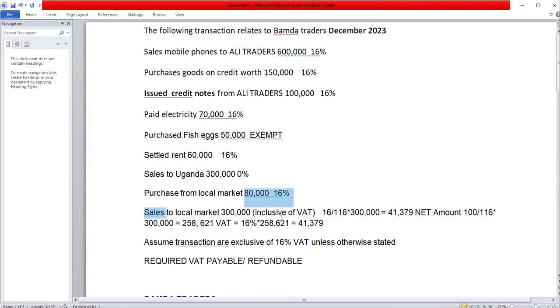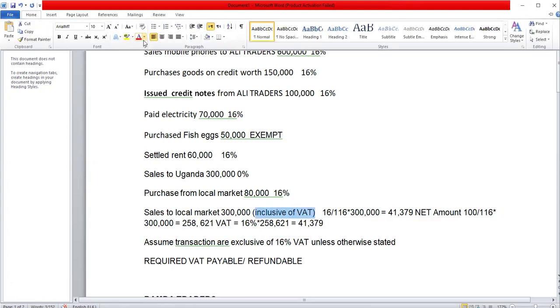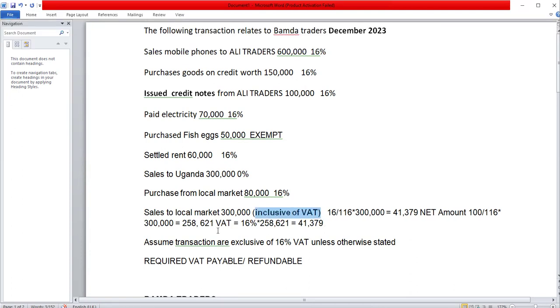Like this question, we have been told inclusive of VAT. That means the amount is in gross. So once the amount is in gross, you have two options. You first convert to net amount, which is the option I go with. First by taking 100 over 116 times the amount, then just take times 16%. But you can also take the 16 over 116 times 300,000, it's going to give you the same amount.